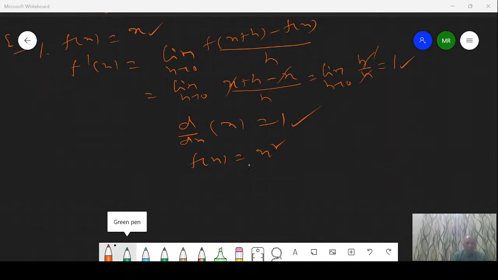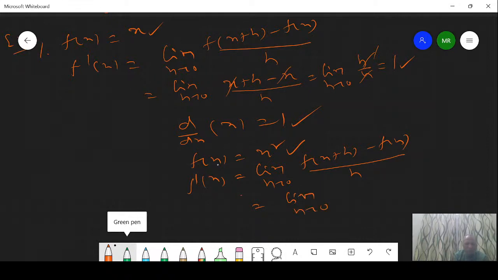Now, think about it, I have taken f of x equal to x square. Then what happens? Same thing, you try to find the derivative of this f of x square. So f dash of x is equal to the limit as h tends to 0, applying the same formula, f of x plus h minus f of x by h.